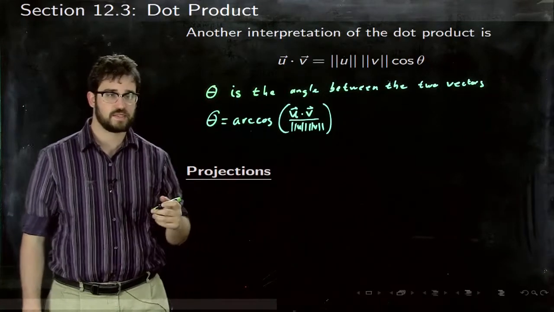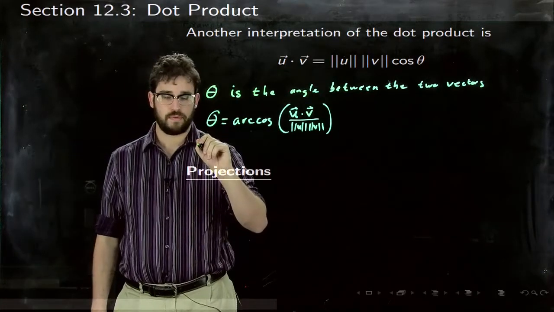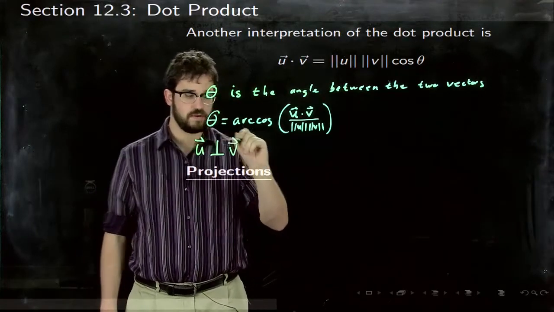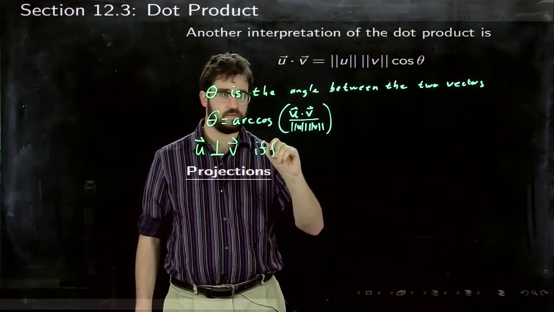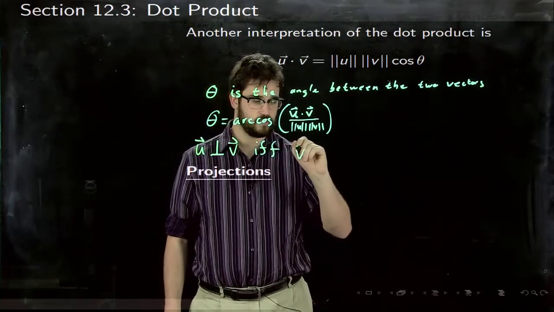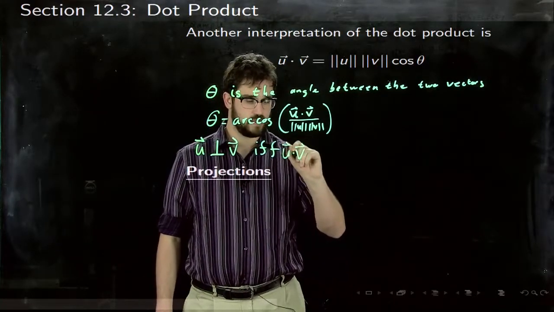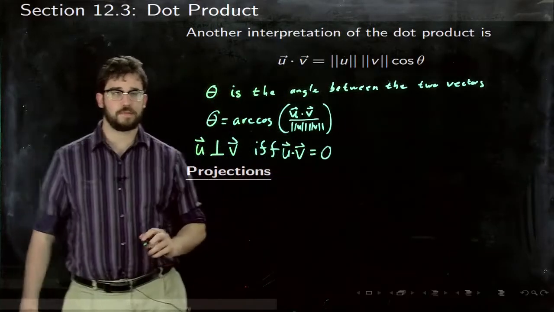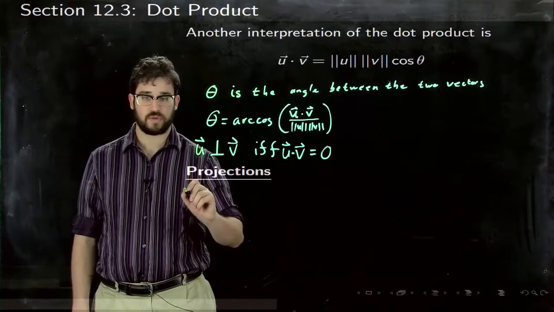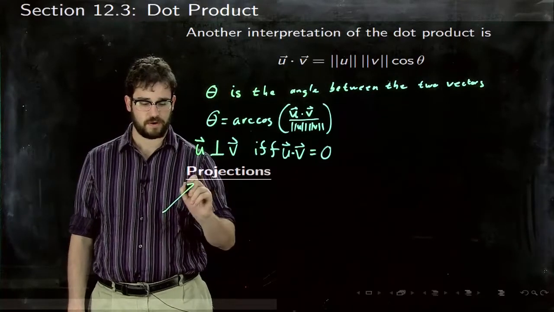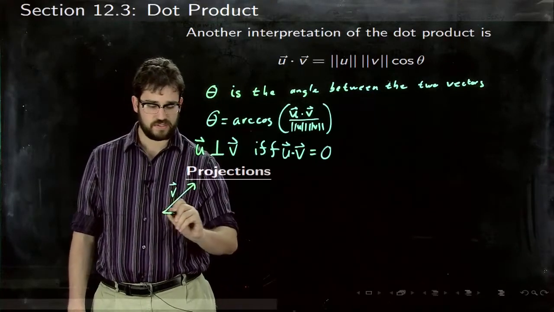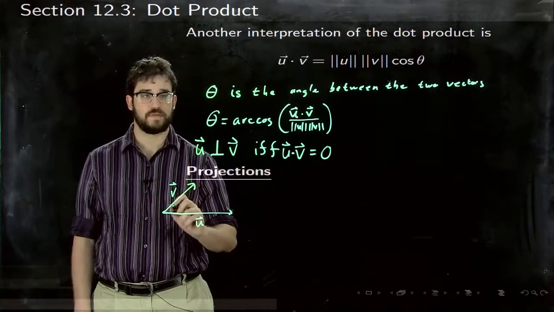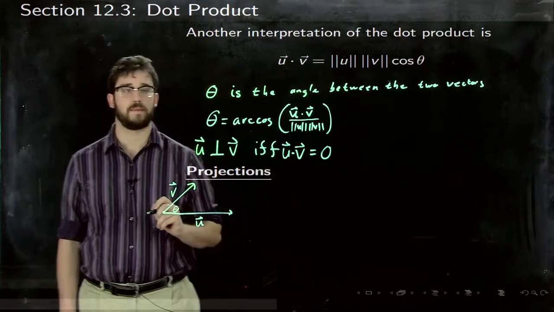So we write this that u is perpendicular or orthogonal to v if and only if u dot v is equal to 0. Now, let's suppose we have two vectors. We have this v vector here, and then this u vector all the way out here. And we have this theta angle between them.